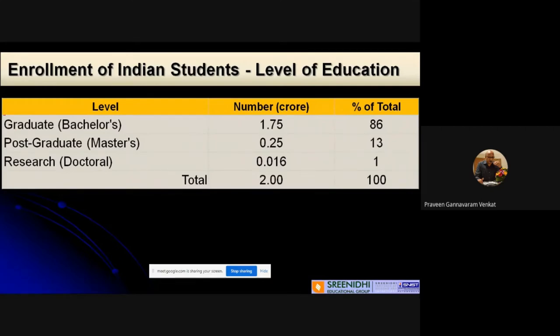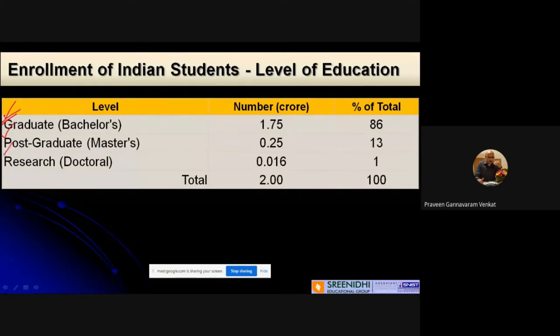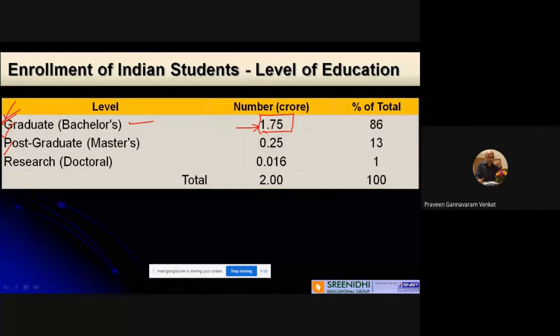Coming to the levels of education, there are three levels of education in general in India after the completion of our plus two. We have graduation, post-graduation, and research. At the graduation level, the enrollment is 1.75 crores students every year, and their percentage is around 86%.